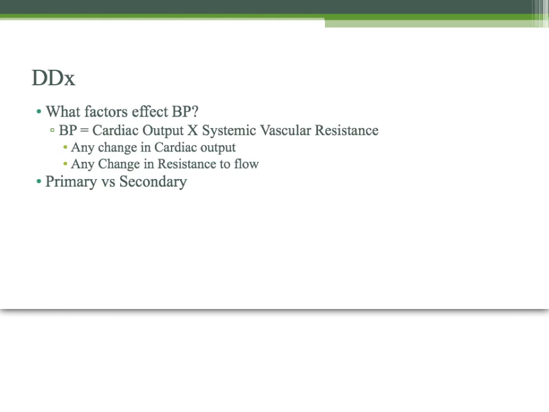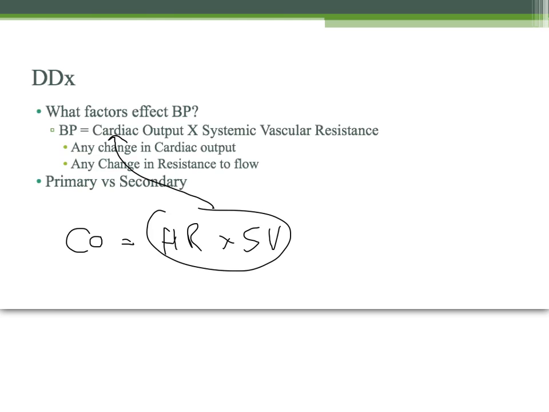So what's the differential diagnosis? When you have a high blood pressure, you just have to ask yourself what factors control blood pressure. That's cardiac output and systemic vascular resistance. So anything that changes cardiac output or the vascular resistance is going to increase the blood pressure. Now we know that the cardiac output is equal to the heart rate times the stroke volume. And so you can actually substitute this into this equation right here. So you get that the blood pressure is equal to the heart rate times the stroke volume times the systemic vascular resistance.